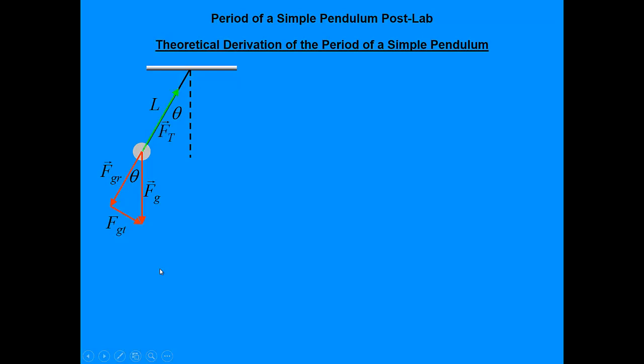There's also a force of tension, which is going to act up along the string. Now, here's a little question. How big is the force of tension? Well, first of all, notice that it opposes the radial component of the force of gravity. Are they the same size then? If they were the same size, what would be true? Well, the net force in this direction would be 0.